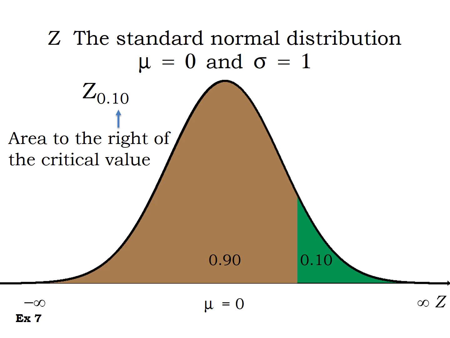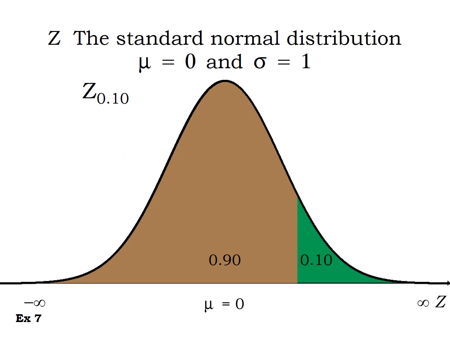So our graph is going to look like this. We want the point that separates the bottom 90% from the top 10%. Okay? So now that you have the graph and you know what this notation is saying, I want you to pause and practice again. So it's your turn to find this particular z-score.